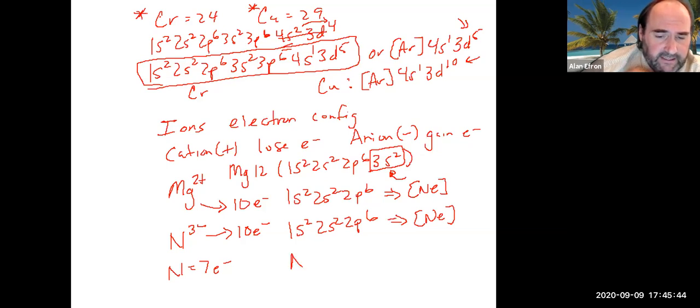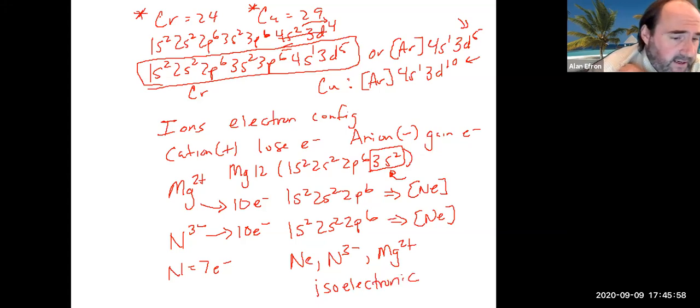So neon, nitride with a -3 charge, and magnesium with a +2 charge are all three what are referred to as being isoelectronic with each other. Isoelectronic means everybody there has the same electron configuration. As we'll talk about in the next chapter, that is really the goal of everybody in bonding: to get to the same electron configuration as our noble gases. Again, our noble gases are really stable. It's a very stable situation, and that's why everybody wants to get to the same electron configuration as the noble gases.